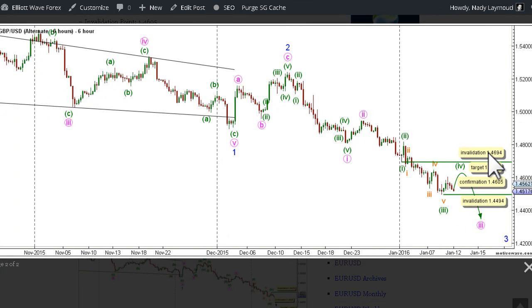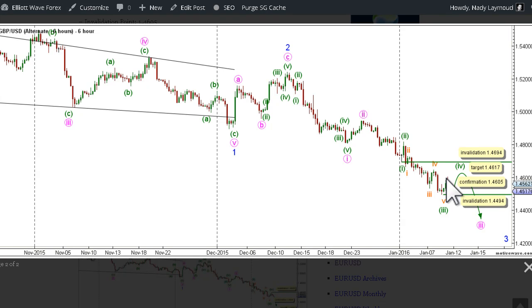This count would be invalidated by movement above 1.4694, as wave 4 green may not enter the price territory of wave 1 green. As well, this count would be invalidated by movement below 1.4494, as within wave 4 green, which is a double zigzag, an X wave may not retrace more than 100% the length of its W wave.